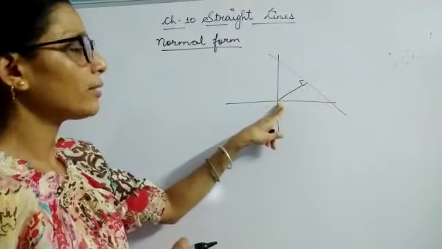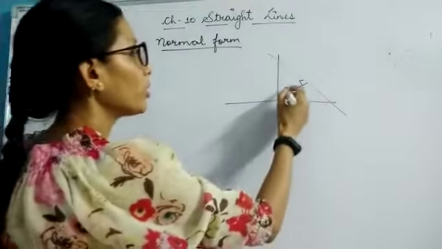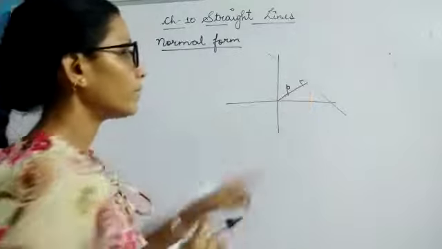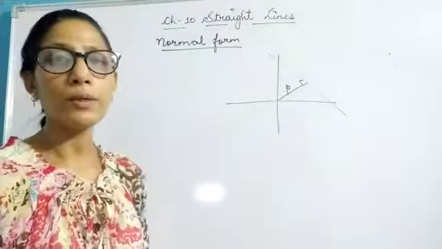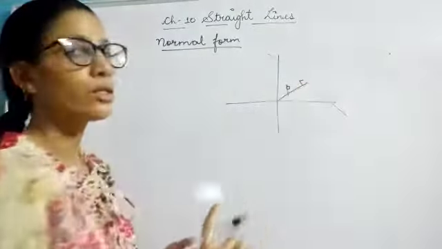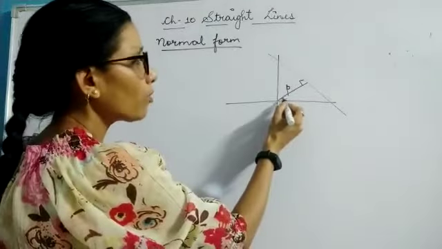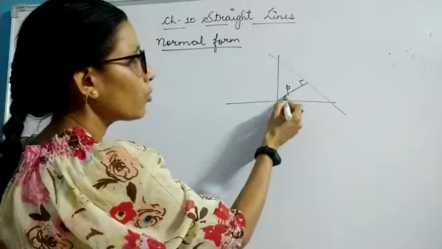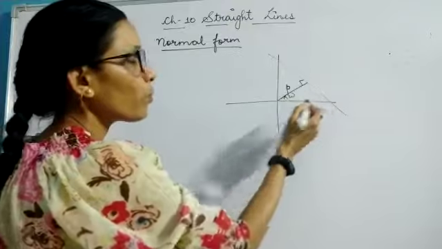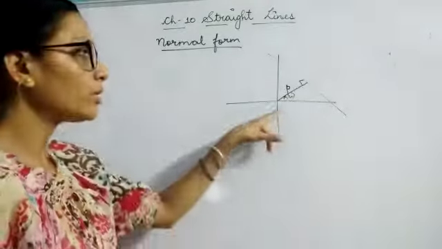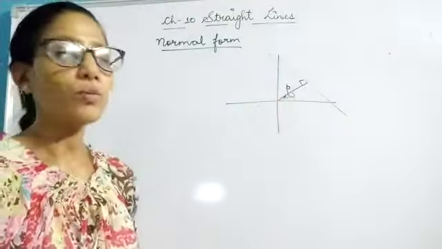And here, since I am taking it from origin, let me mark it as small p. That means the length of the perpendicular is p. And this normal makes an angle omega with your positive x-axis. That means it moves in an anti-clockwise direction.